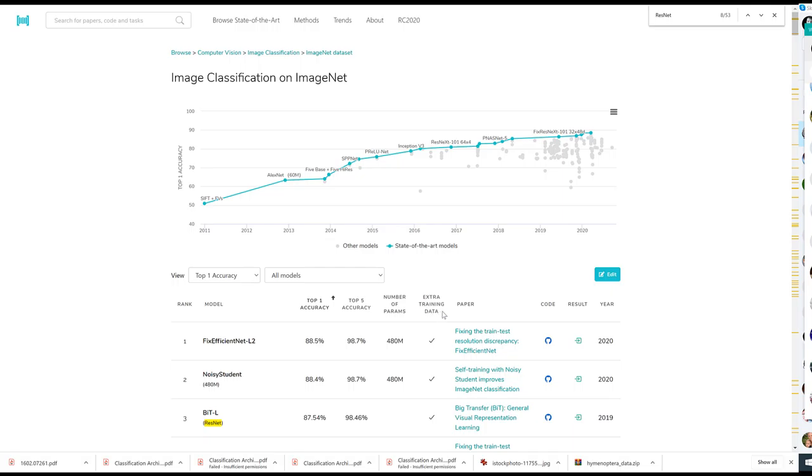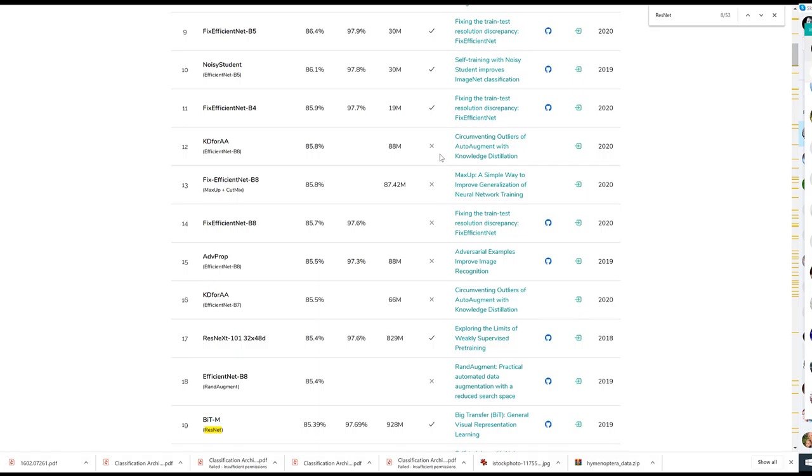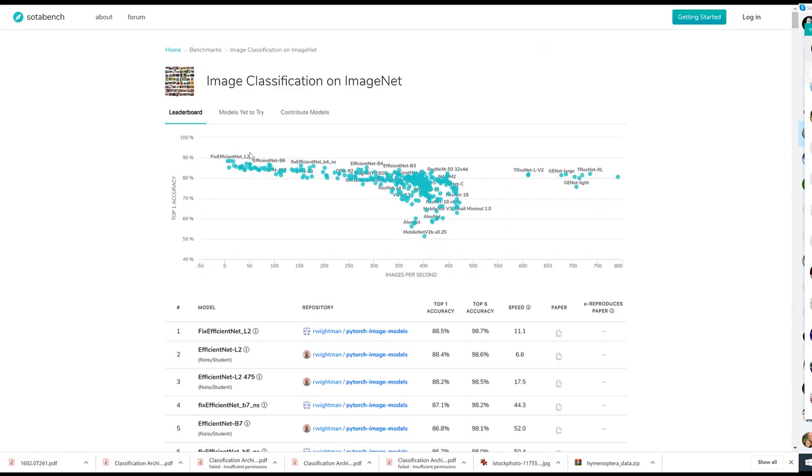Also, one important column is extra training data. So these networks have been pre-trained or they use some other form of data during training. That means one would need to scroll down to have a separate competition for what's the best network that doesn't use any extra training data. And then again, we see this is some version of EfficientNet.